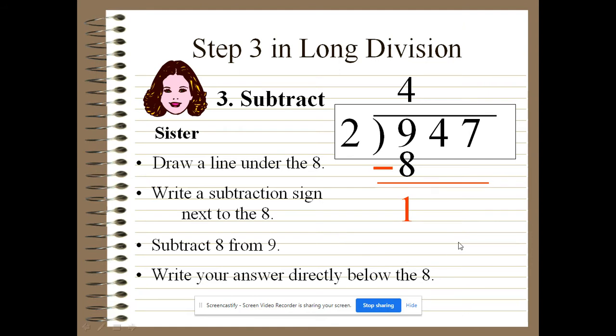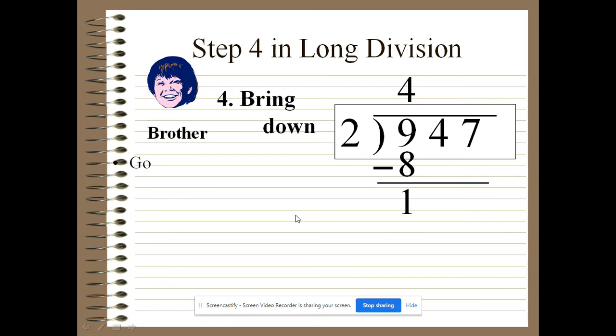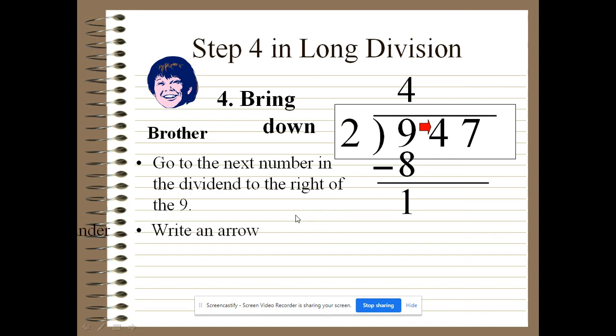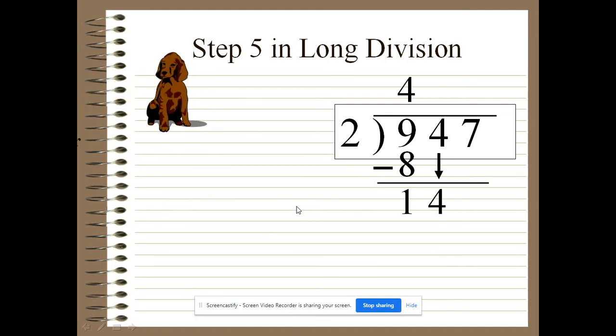Brother is bring down. Now, do you see the 4, the next number in the dividend? We're going to bring that down next to the 1 that we brought below. And this is brother's work. He'll do that right now. I'll move that 4 down next to the 1. And that creates a new number that we're going to divide. We're going to divide 14. Got it? Now, Rover comes in, and Rover basically repeats. I like to say repeat all over for Rover. And we're going to start all over again.